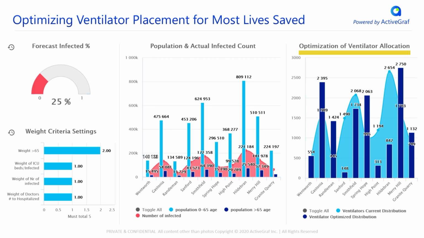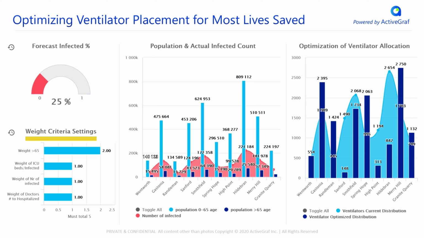In the third chart, we have the optimization of ventilator allocation. In the background, in the light blue, we have the existing location of the ventilators. In the foreground, in the dark blue, in the columns, we have the optimized location of the ventilators for maximum impact in saving lives. All of these charts are tied to an Excel, which is running a dynamic model.